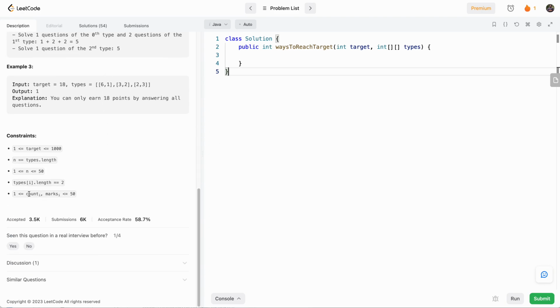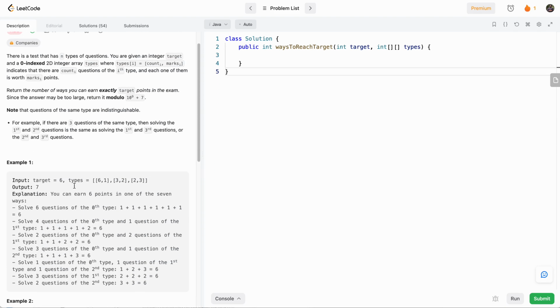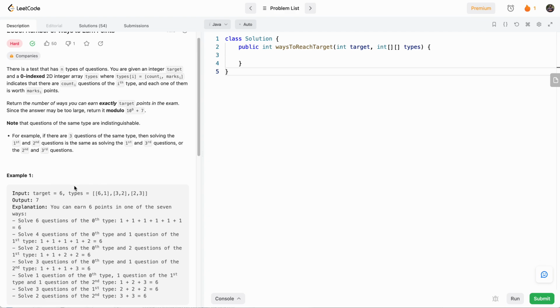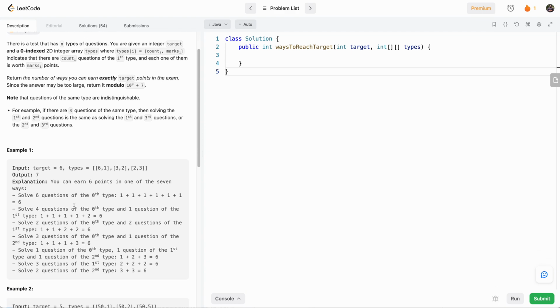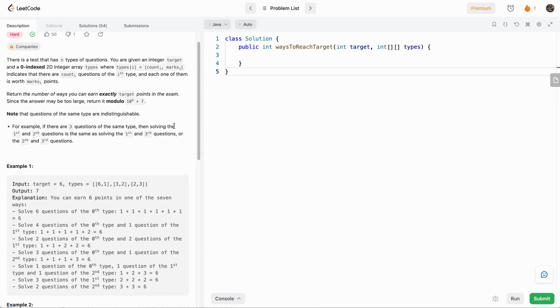We also know that the n, the number of questions, and the target are relatively small numbers, 50 and 1,000, nothing too crazy. So this gives us a hint that we might be able to use some sort of dynamic programming. And if you look at the hint here, it also says use dynamic programming. So we just need to figure out what will be our recurrence equation.